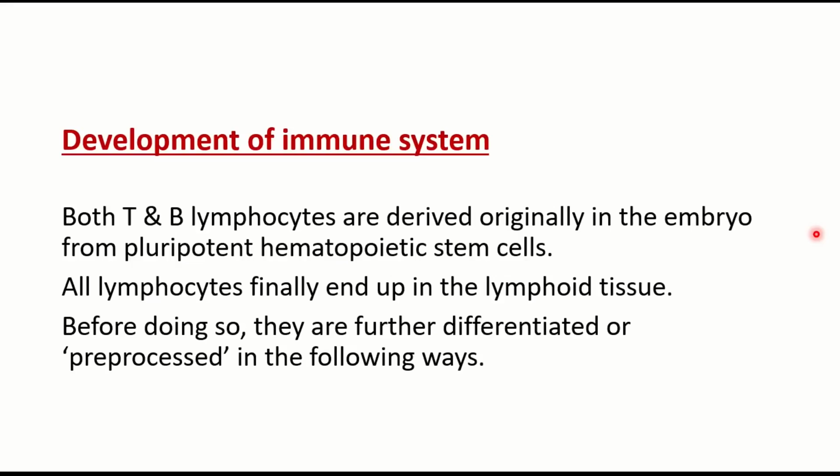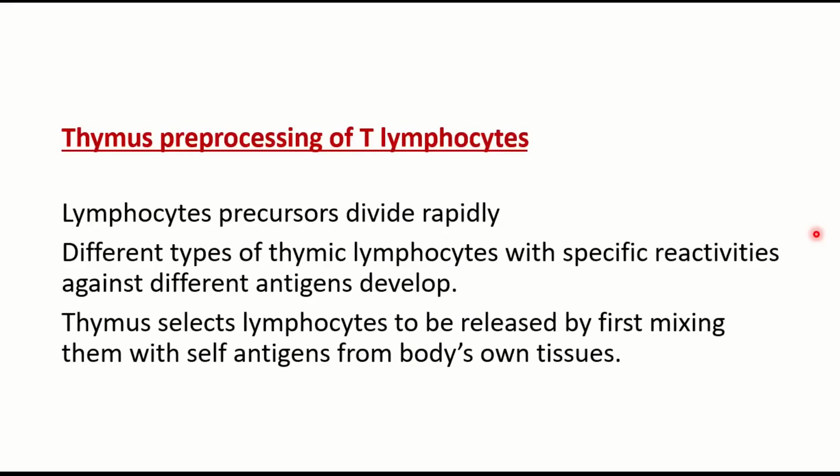So before doing so, they are further differentiated or pre-processed in the following ways. Thymus pre-processing of T lymphocytes, that is, the processing of T lymphocytes takes place in the thymus. The T lymphocytes synthesized in the bone marrow will be released into the blood circulation, but they will not be mature enough to do their job. So they have to be further differentiated or processed to make them mature to do their function, and that happens in the thymus.